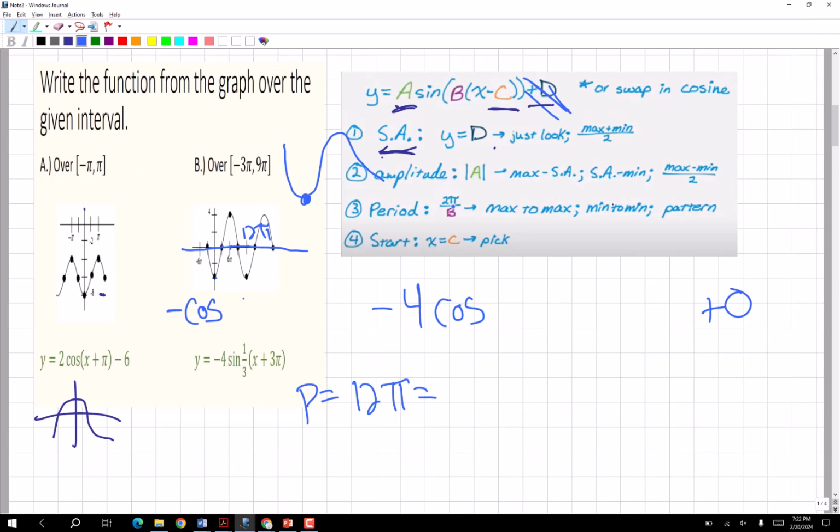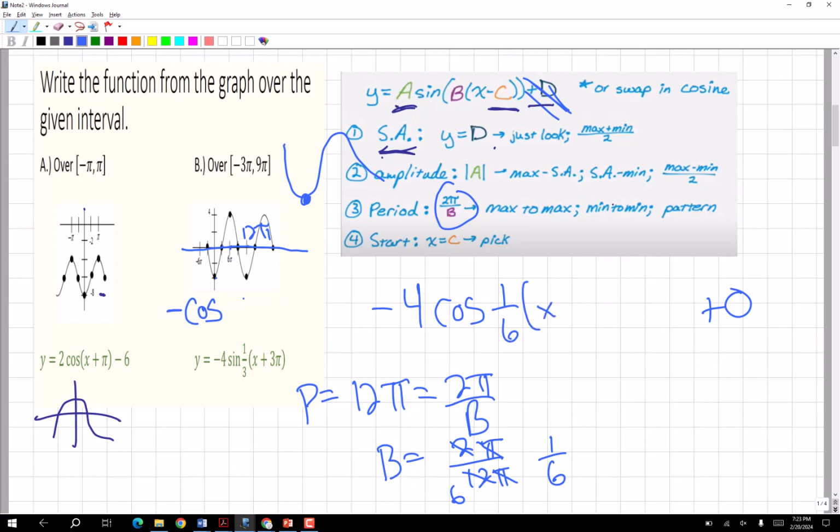So 12 pi equals 2 pi over b. Let me rearrange that: b equals 2 pi over 12 pi. The pi's cancel, and 12 goes into 2 six times, so I have 1/6. So this is going to be 1/6, and then that's going to be x. Now this shifted it again. They used sine. I just started with a cosine, which I think is easier.